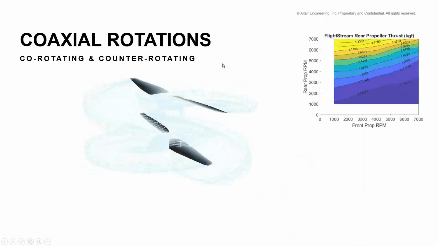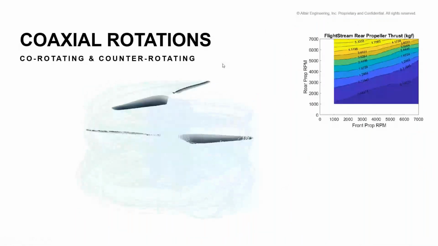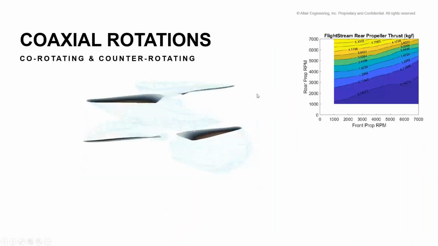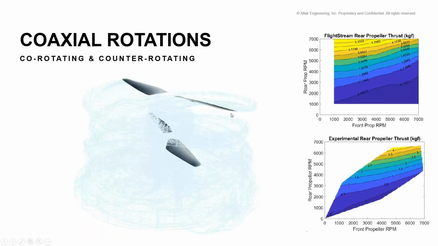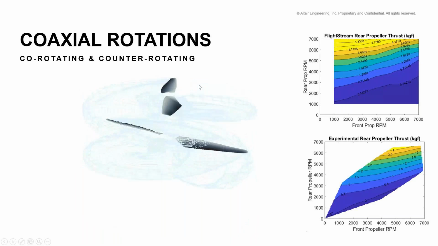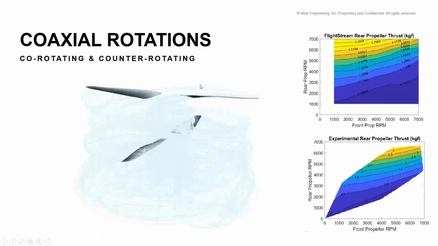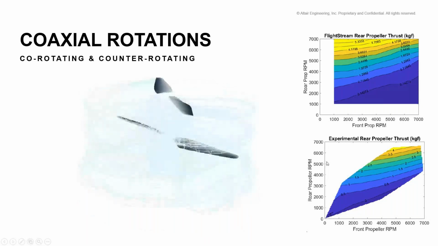And then we are talking about the comparison here. Thrust and power predictions are computed nicely, with a good correlation of less than 5% deviation from the experimental data right here. You can see the rear propeller thrust map.